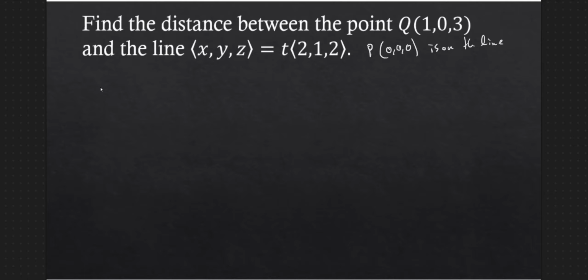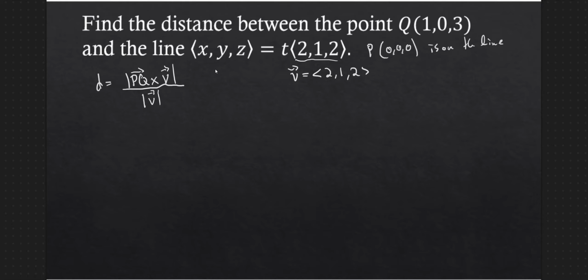And then remember that for the distance between the point and the line, if I can find any point P on the line, I can find the vector PQ. And then I don't want to find the magnitude of that. Rather, I want to take the cross product with my direction vector V and then divide by the magnitude of V. My direction vector V can be recovered. It's the coefficient of the t in the vector equation of a line. So my direction vector V is the vector (2, 1, 2).